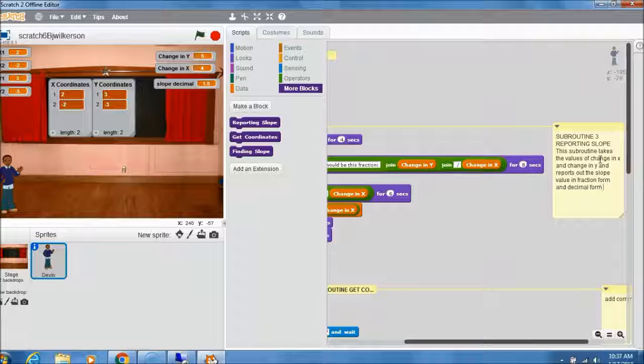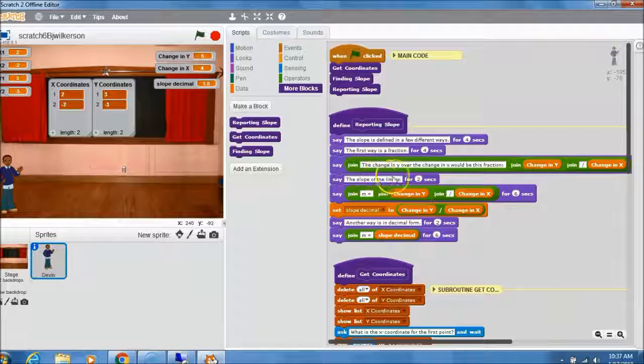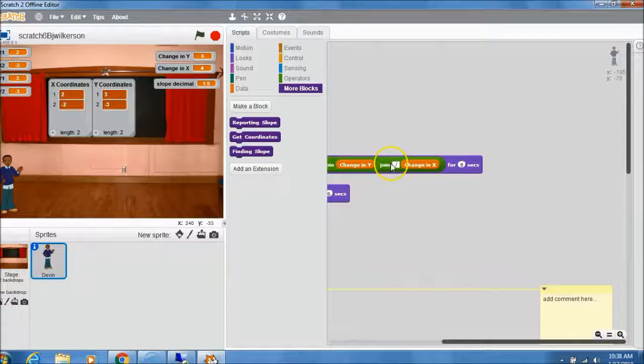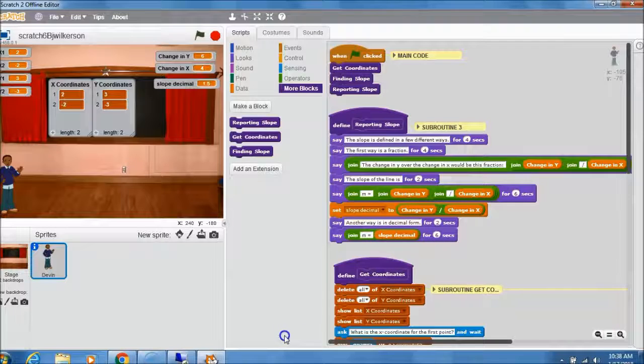Is that all it does? Let's go back and see if there's anything else important. No, slope of the line is in fraction form. In fact, let's put this, reports out the slope, and what I would like it to say is that the slope we're reporting as m, the slope value in fraction form and decimal form. Alright, so subroutine 3, so we know that that's our third one here.